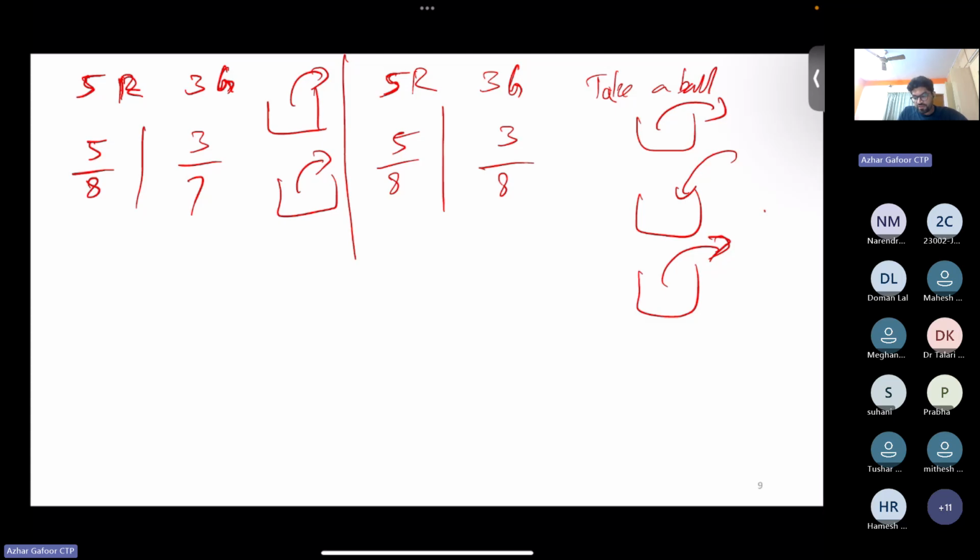Okay, so if we do it with replacement, the probabilities will not change. So let's see again in this example. First we are taking, so here it was red and green. Here it was red and green, green. This is with replacement.